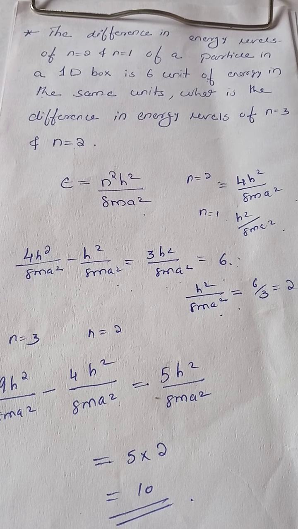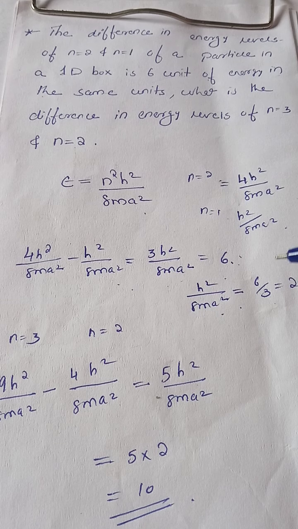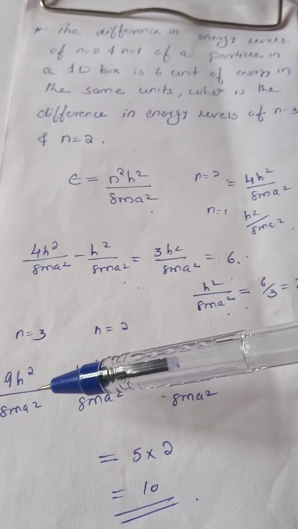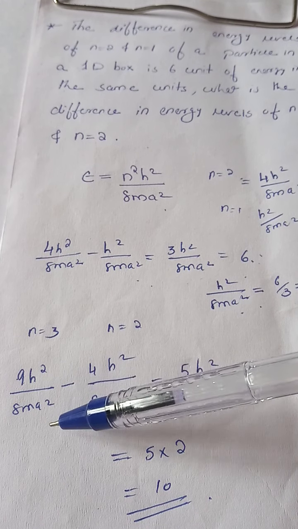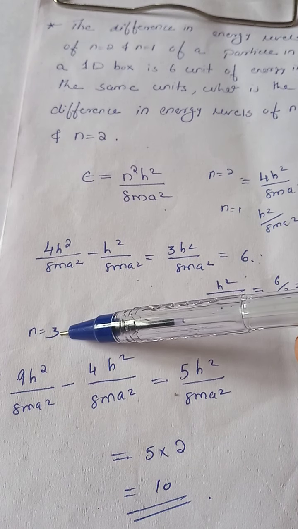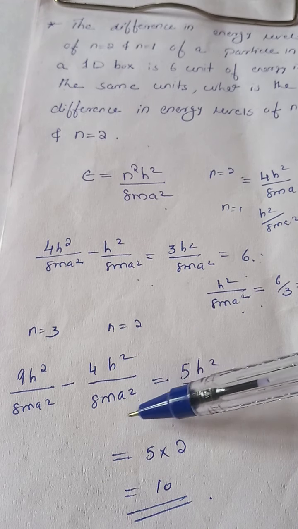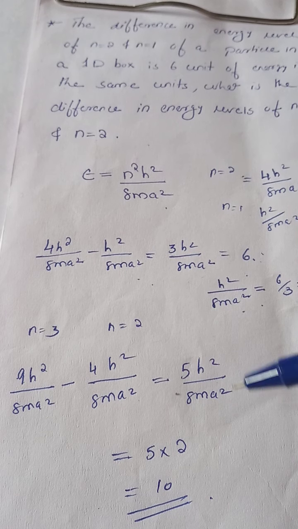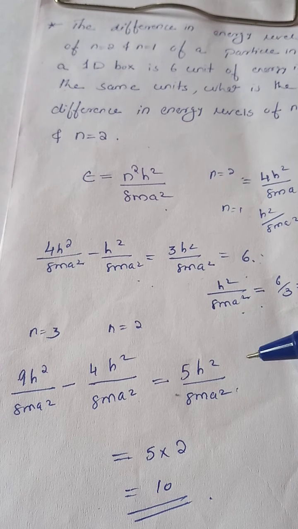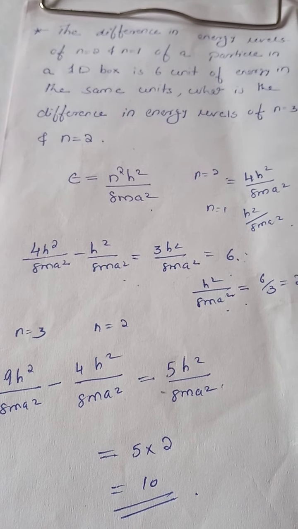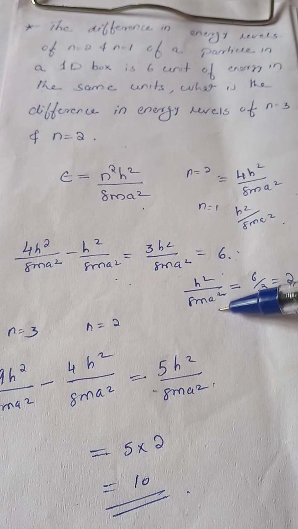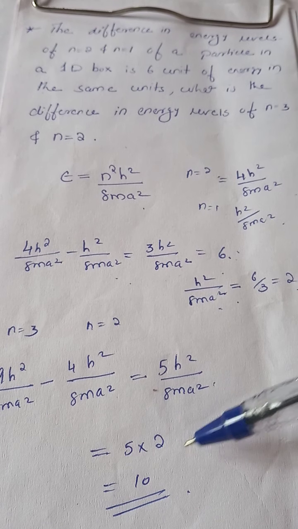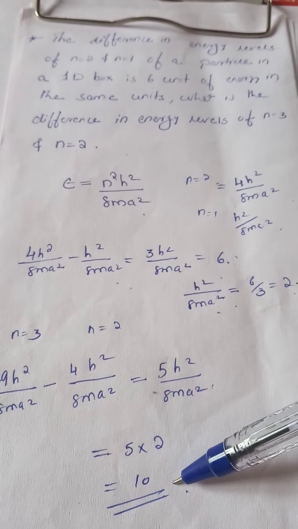After that, when we substitute for n equal to 3 and n equal to 2, our equations become 9h square by 8ma square when n is equal to 3 and 4h square by 8ma square when n is equal to 2, and the difference is 5h square by 8ma square. We have already found the value of h square by 8ma square equal to 2 from here, and substituting, we get 5 into 2 is equal to 10.